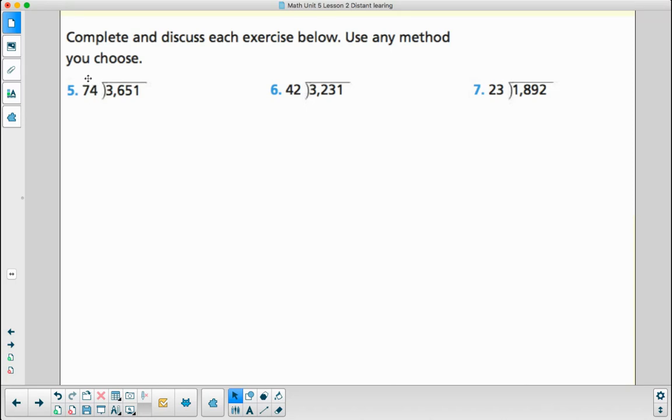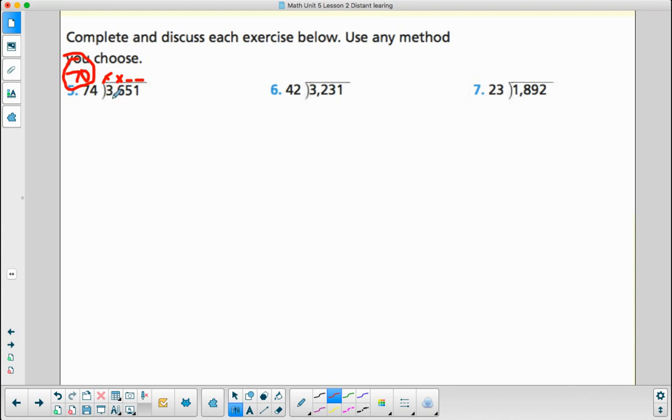4 means we round down, so it's going to stay 70 in my head, which has a 7 to divide with. 74 is not going to go into the hundreds. It's going to go into the tens and the ones. How many 74s in 365? No idea. We don't know our 74s. So I'm going to use the 70, because really all I have to do is think about dividing by 7.